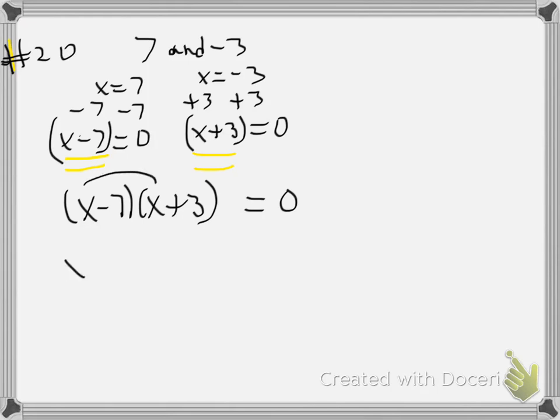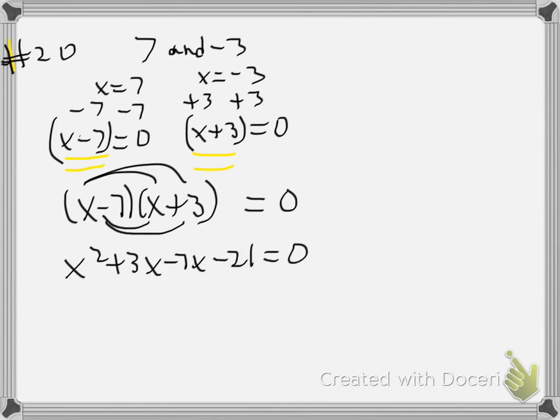x times x is x squared. x times 3 is 3x. Negative 7 times x is negative 7x. Negative 7 times 3 is negative 21 equals 0. Combine like terms, you get x squared minus 4x minus 21 equals 0. And this is what most people had for the answer.